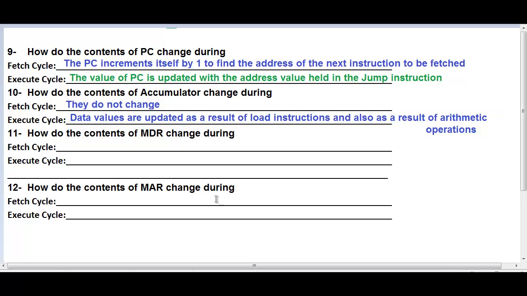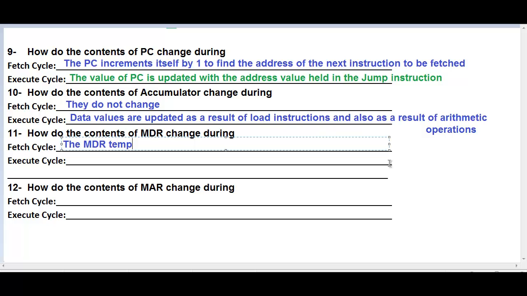Okay. How do the contents of the MDR change during the fetch cycle? During the fetch cycle, the MDR holds the instruction that is being fetched. So during the fetch cycle, the MDR temporarily holds the instruction being fetched from the memory.